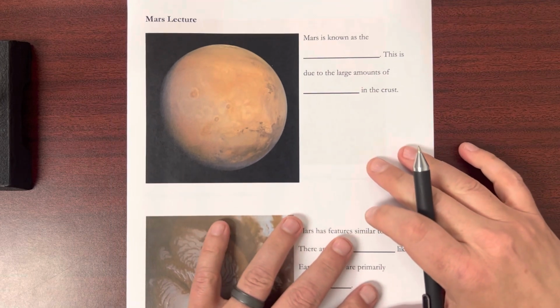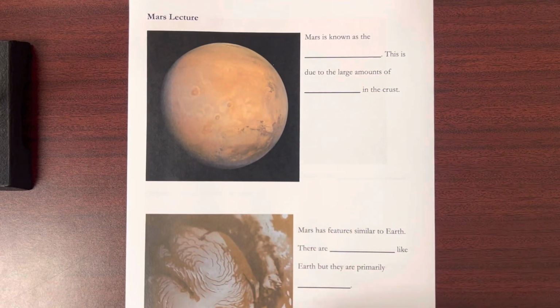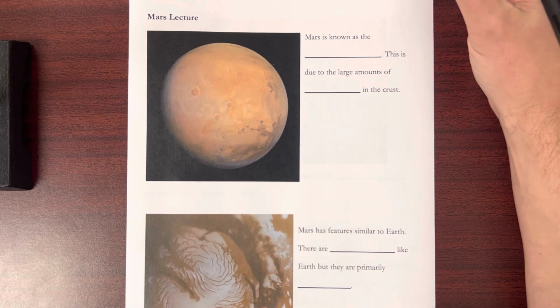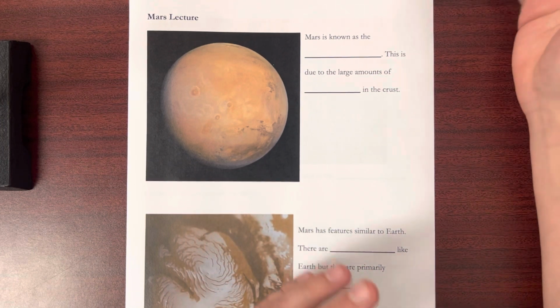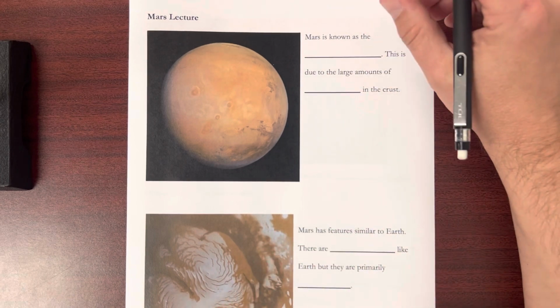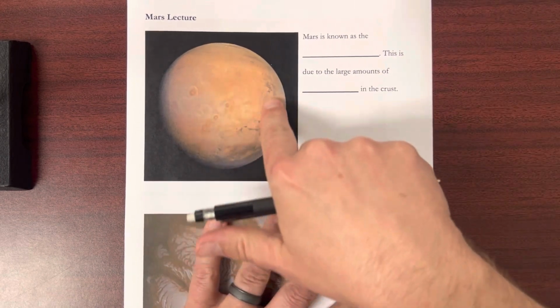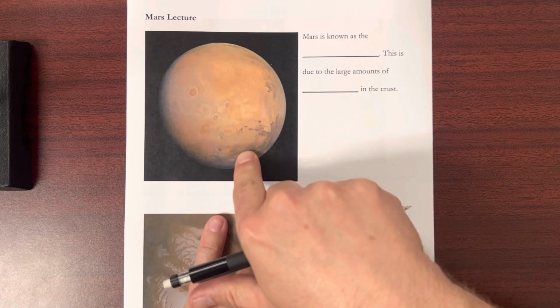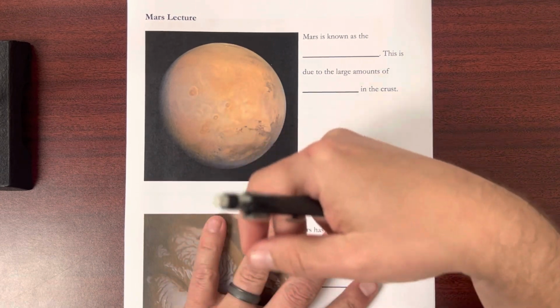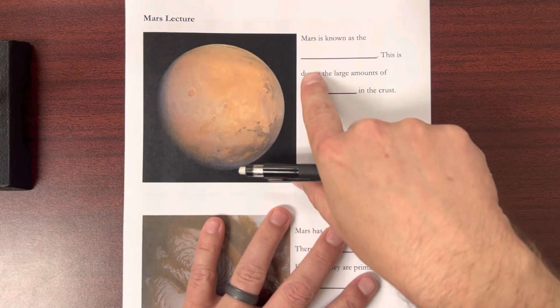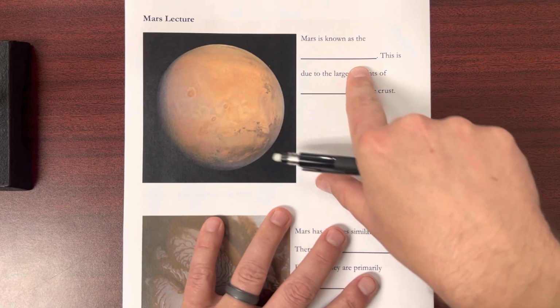Mars is the fourth rocky planet in our solar system, and it has some features that are very similar to Earth. So let's go over some of the basics of Mars, the basic features. We see this image here of Mars, and the first thing that you might notice is that it's very red or rust color. And Mars is known as the red planet.